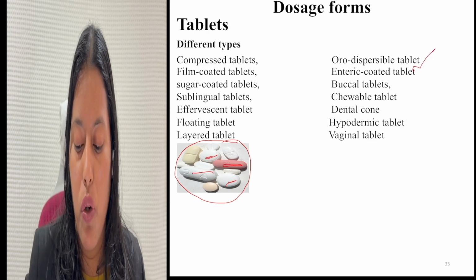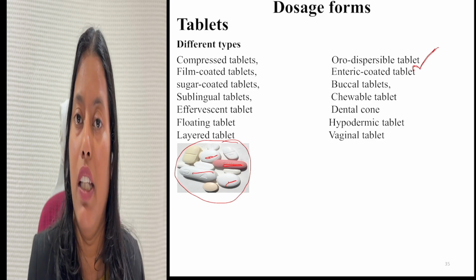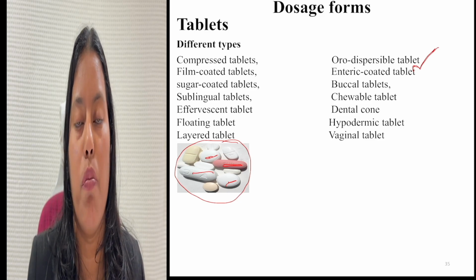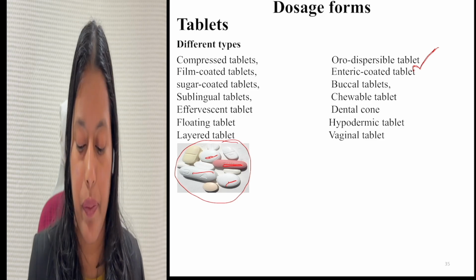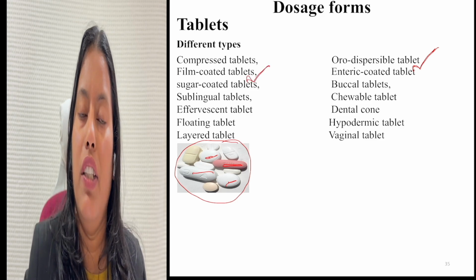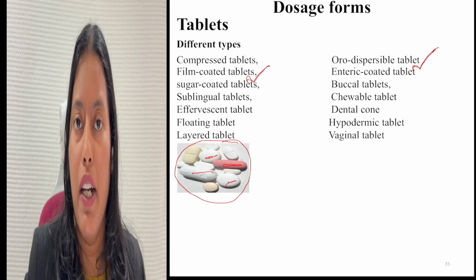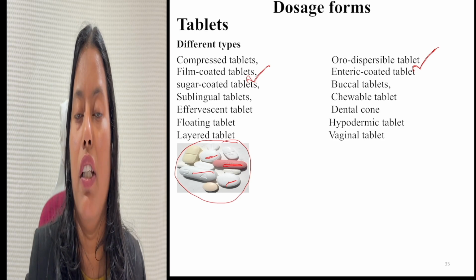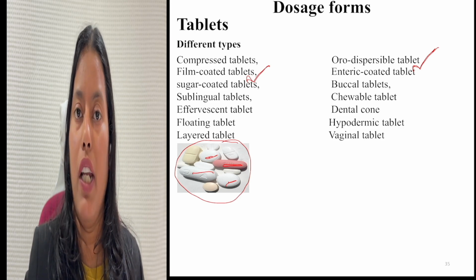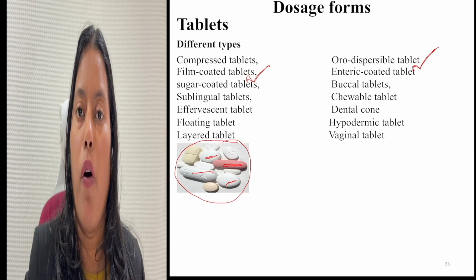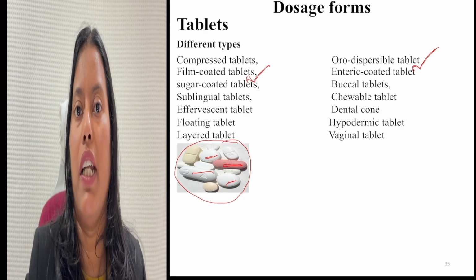Next, you have the orodispersible tablet. Orodispersible tablets are orally administered and they disperse in the oral cavity. Next, you have the film coated tablets. These are also compressed tablets where a coating is applied. If your drug is sensitive to moisture, to protect it from environmental moisture, a thin layer of polymer coating is applied onto the tablet.